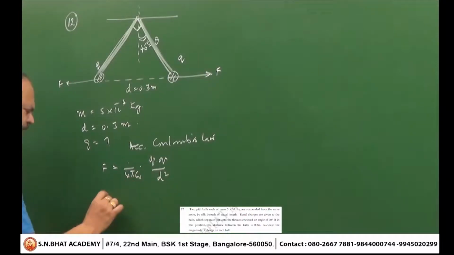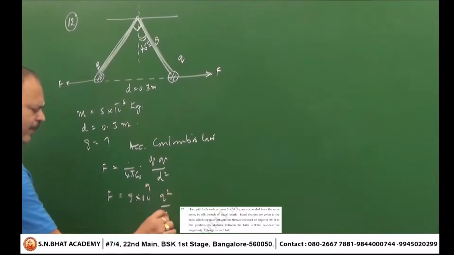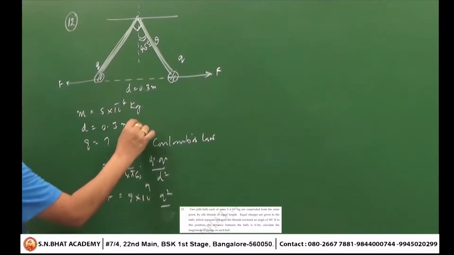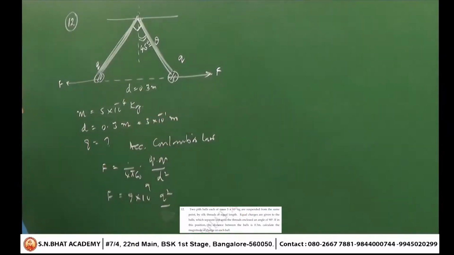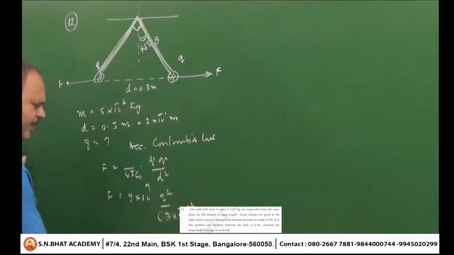And you know that, so we can write F is equal to 9 into 10 to the power of 9 Q square by d square. And d you can substitute if you want, or you can substitute at a later stage, not a problem, because he has given it as 0.3. You can make it as 3 into 10 to the power minus 1 meter, so that the calculation becomes very easy now, and therefore it becomes 3 into 10 to the power minus 1 whole square.